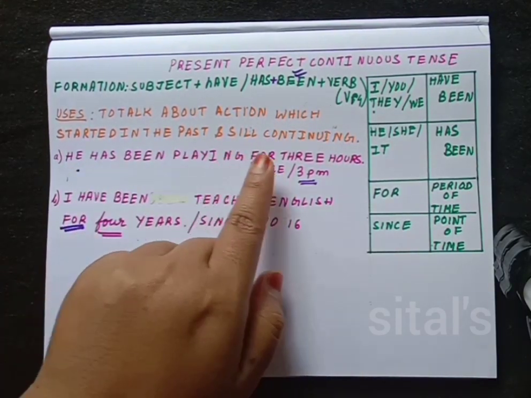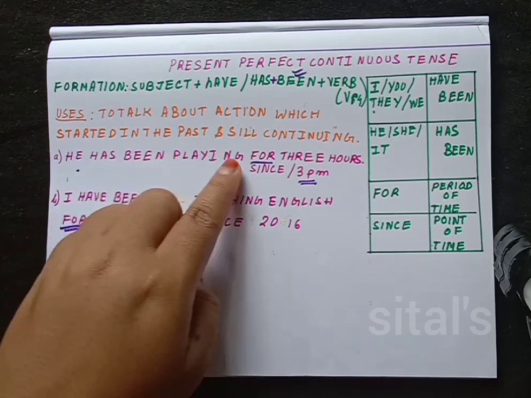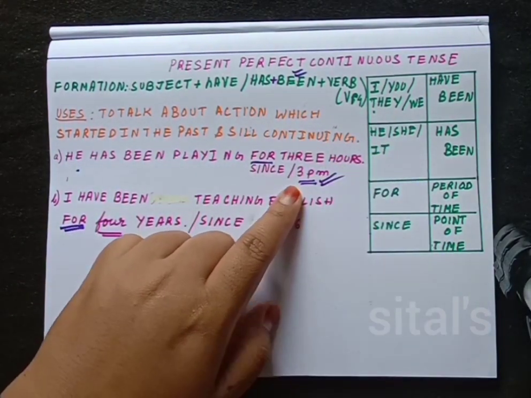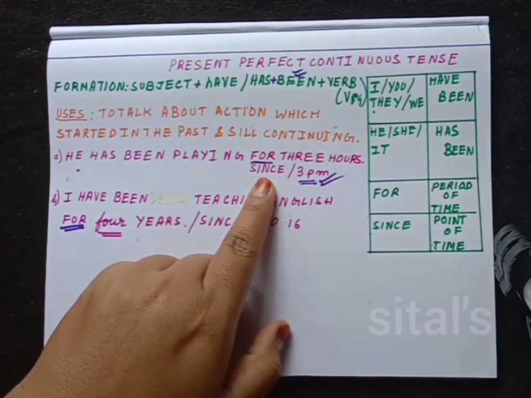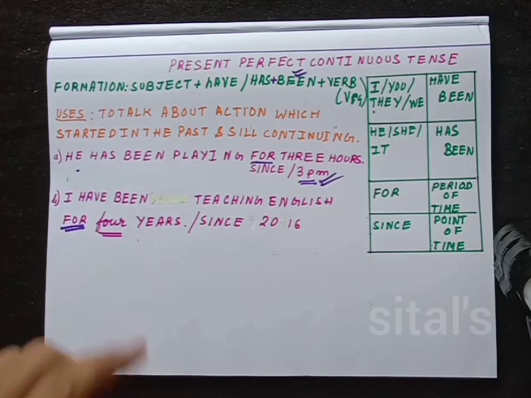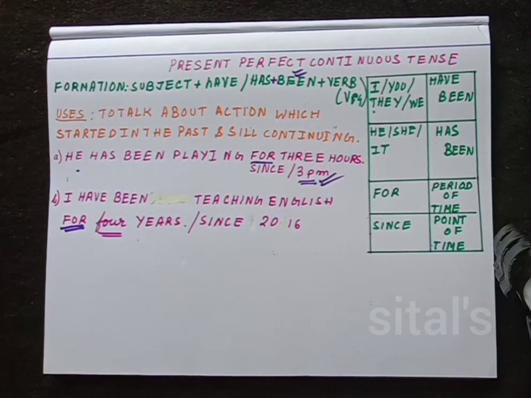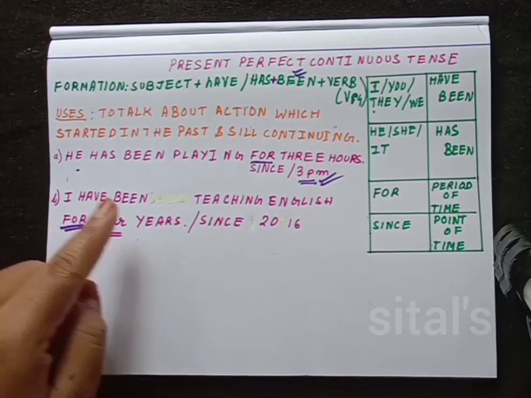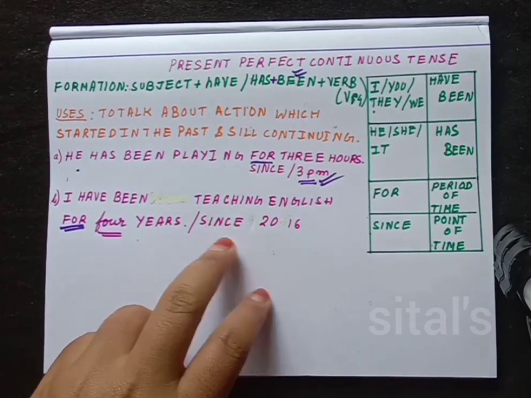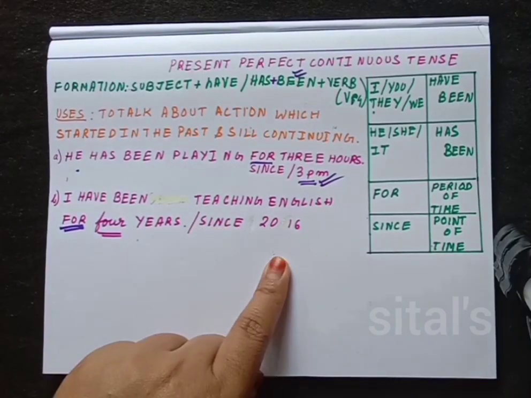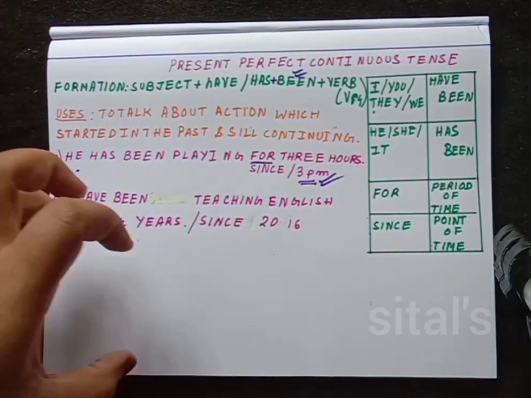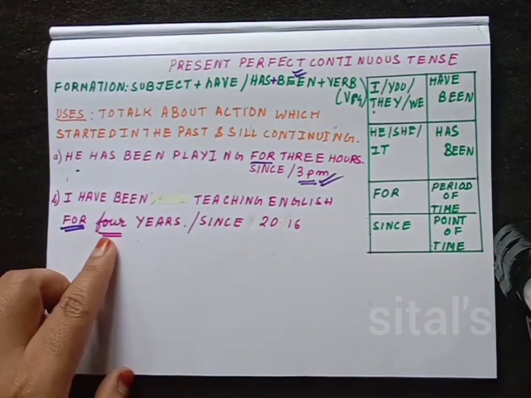He has been playing for 3 hours, but he has been playing since 3 p.m. We are talking about the exact time here, 3 p.m., so we will be using since. The next example: I have been teaching English for 4 years, but I have been teaching English since 2016. When I use the particular year that I started teaching, I will be using since. When we talk about a period of time, we use for.